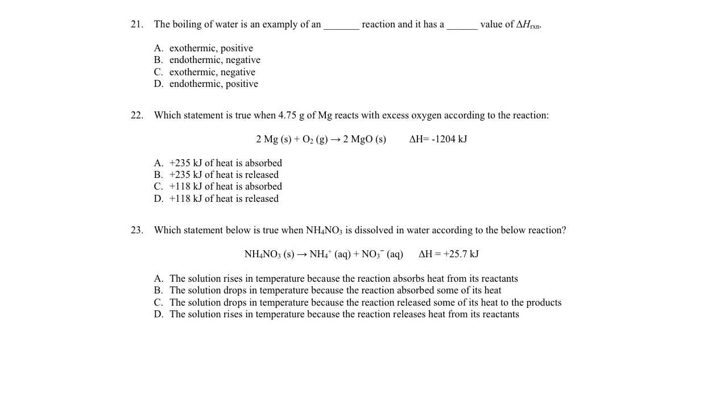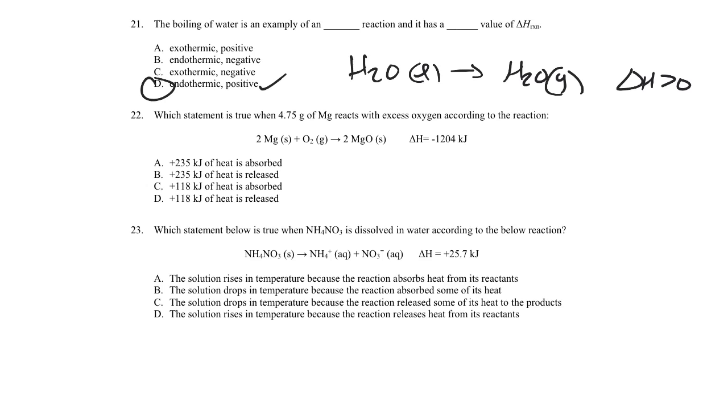Okay, so here are some additional questions. The boiling of water is an example of what type of reaction? Water boiling is liquid water going to water gas. Where I come from, you have to add heat to water to make it boil. So that means water boiling is endothermic. So that's an endothermic reaction, and because it has a positive delta H, endothermic and positive.